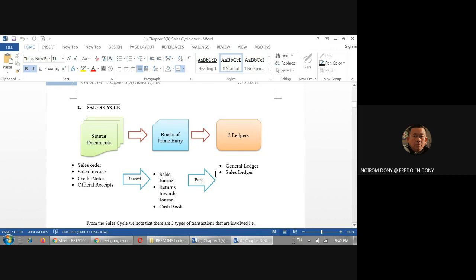Then we do the posting to the general ledger and sales ledger. Following the same concept, we have two steps. The first step, we do a single entry into the sales ledger. The second step, we do a double entry in the general ledger. That involves the trade receivable control account and the sales account, or the return inward account, or the cash book.